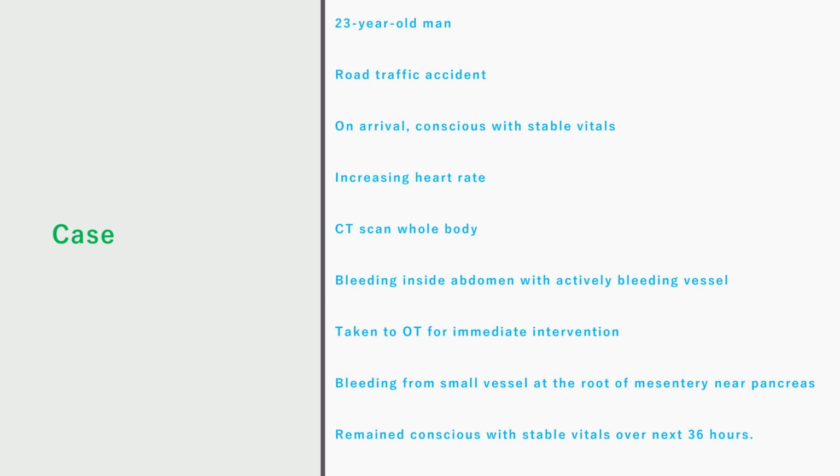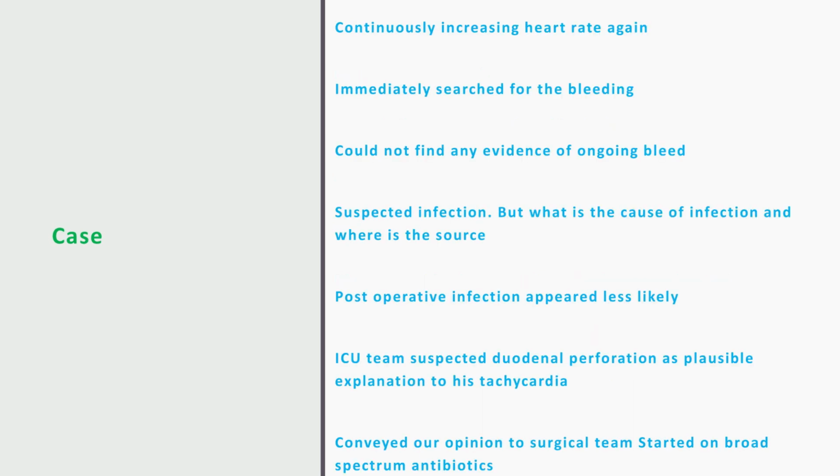He was taken to OT for immediate intervention to ligate the bleeding vessel. Bleeding was from some small vessel at the root of the mesentery near the pancreas. After the procedure, he was shifted back to ICU. He remained conscious with stable vitals over the next 36 hours. Thereafter, he started to develop continuously increasing heart rate again, reaching up to 140 to 150 per minute.